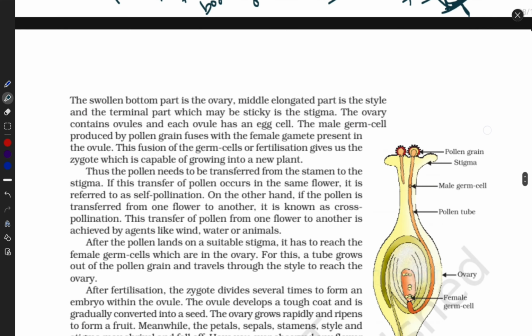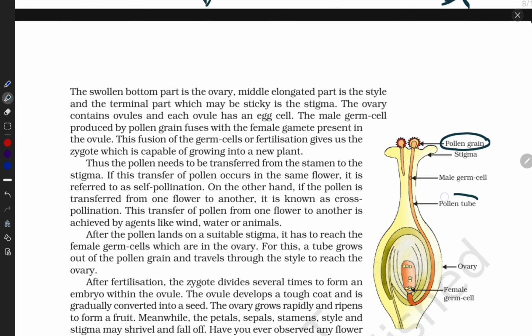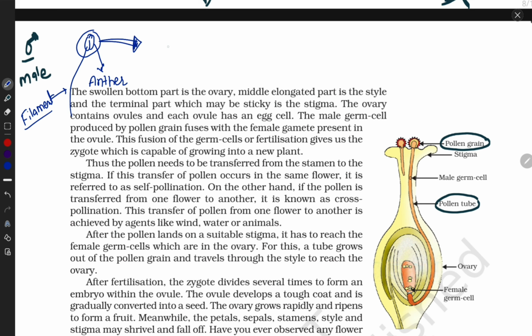I'll explain how the pollen tube is formed, how the pollen grain and pollen tube are formed, and how they fertilize the female's egg cell. I'll explain one by one. First, I explain the male part. This is the sign of male. This is an anther, and this is the filament. Together we call it stamen. Focus on this part. If I draw this plant and dissect it, it looks like this. If we cut, then it looks like this. Okay, guys.